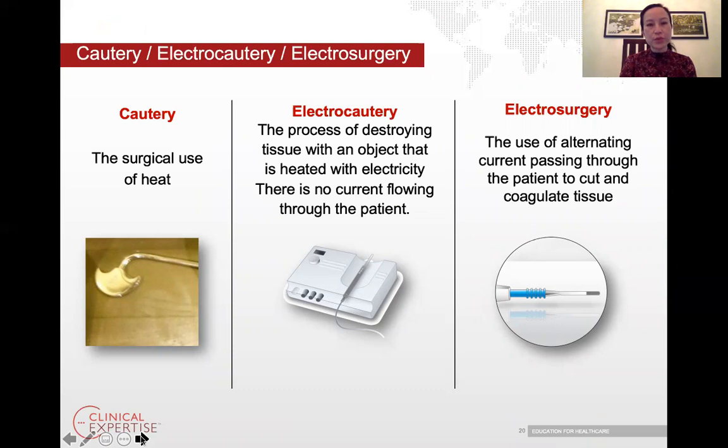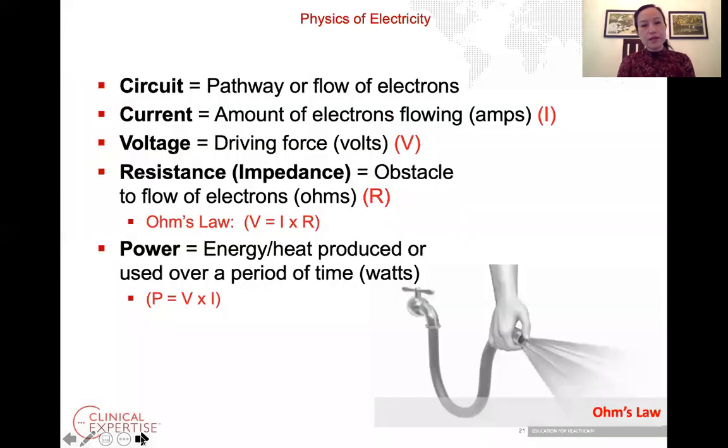Cautery is the surgical use of heat to destroy tissues. Electrocautery is the use of electricity to heat metal, which is then applied to tissues. No current flows through the patient. Electrosurgery is the use of an alternating current to cut and coagulate tissues, and the current flows through the patient's tissues. A basic knowledge of the physics of electricity is therefore essential to understanding electrosurgery.